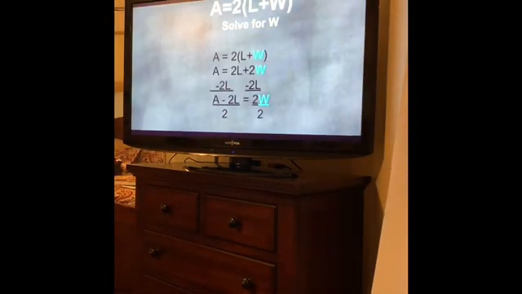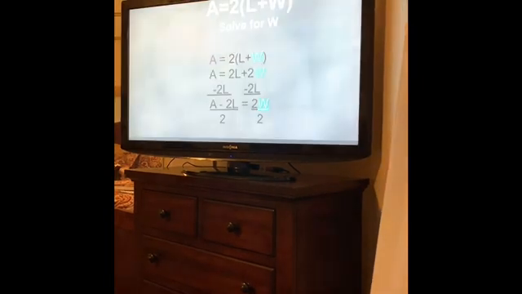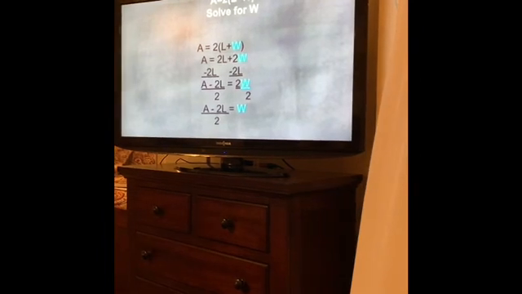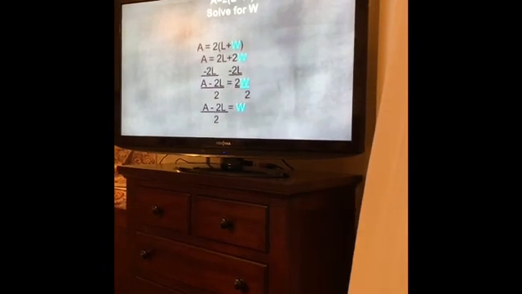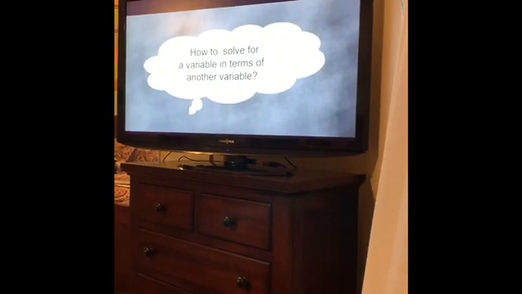Because the 2 is multiplied by the W, we need to undo multiplication with division by dividing 2 into both sides. Now that we have W on the side by itself, our final answer is (A minus 2L) divided by 2 equals W. How to solve for a variable in terms of another variable.